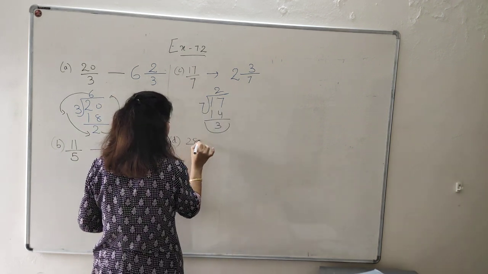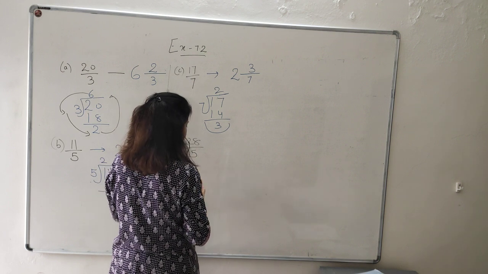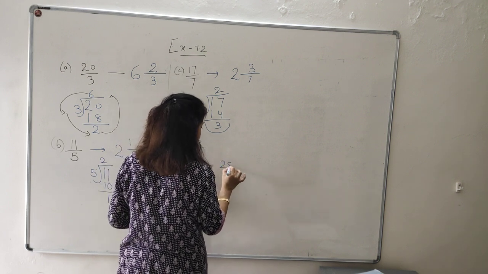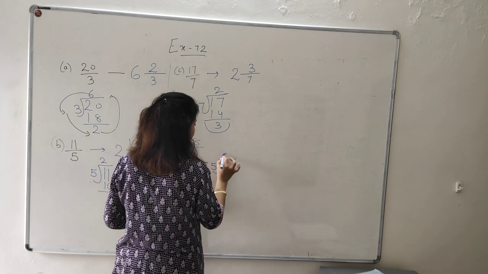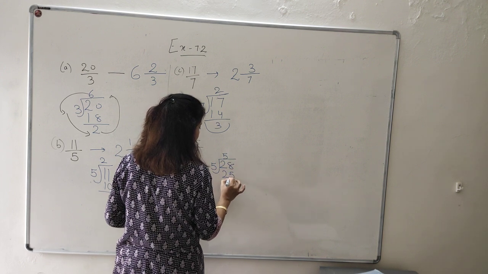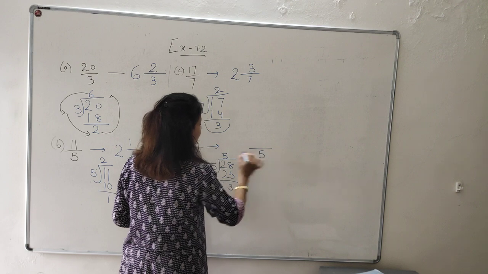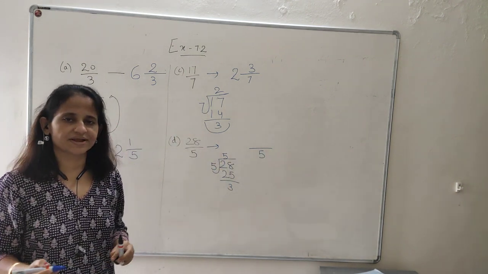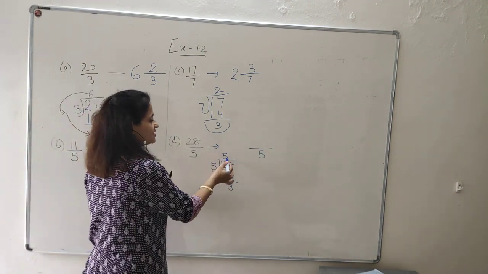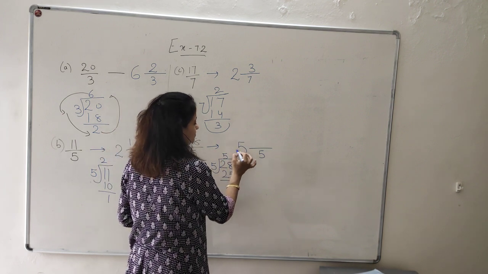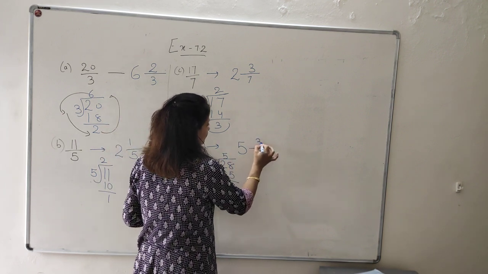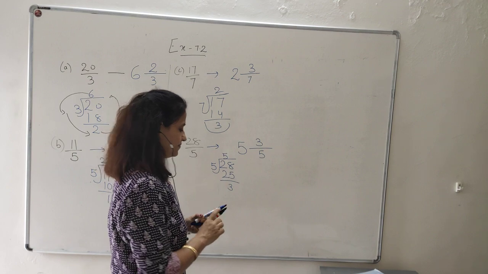28 upon 5. We will divide 28 by 5. 5 5s are 25. Remainder is 3. Here the denominator is 5 in the question, so I will repeat the denominator here. The quotient will be the whole number and the remainder will be the numerator.